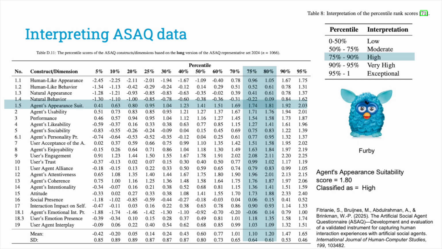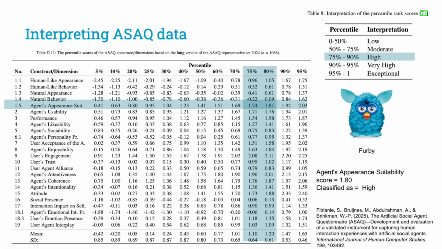What you can also do is take the whole representative set and say, am I very high or very low on my rating compared to the whole set? Now let's take the example. I've taken the Furby, this cute agent, and imagine it has a score on agent appearance suitability, so is it suitable for the job? That people gave it a score of 1.8 on this. Now, you can think, is 1.8 high or low? Look up in the table, because now you can look at where it would come in the percentiles of other ratings received from other agents.